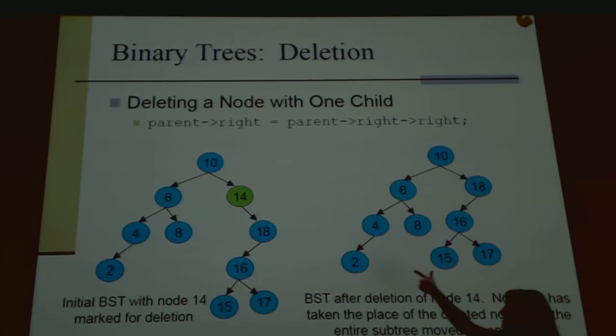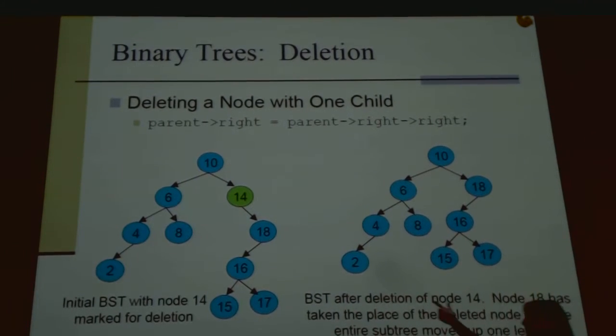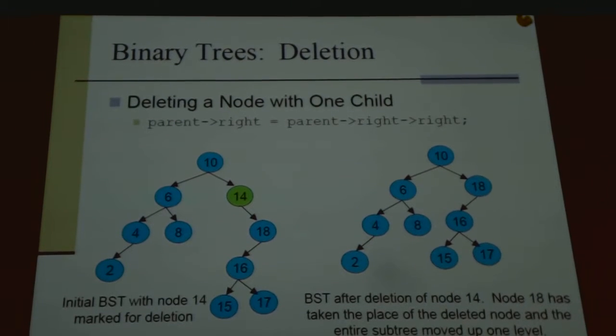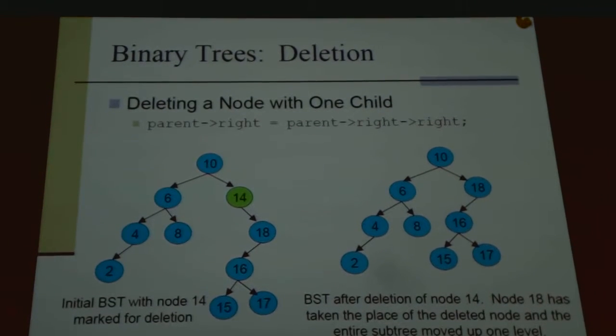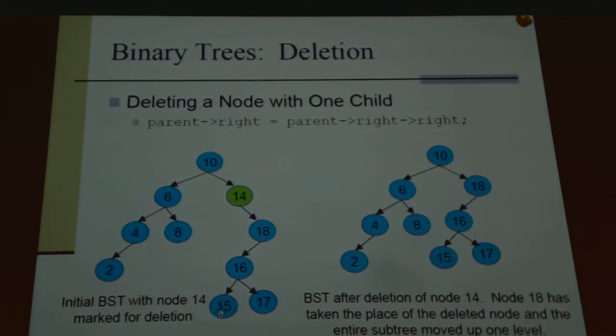So deleting this node 14, and his right is 18, all we would do is change the relationship so that 10's right is pointing at 18 instead of 14, so that then we just move that entire tree structure up one. And so we don't have an issue here because this is pretty simple. But now the part that we have to worry about, which is a little more complicated, is deleting a node with 2 children.